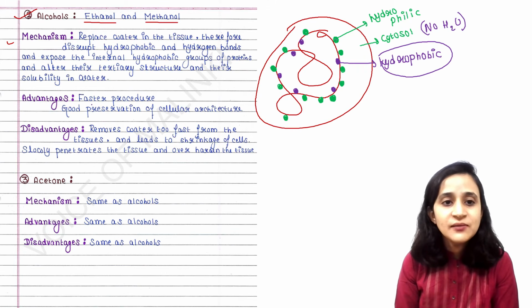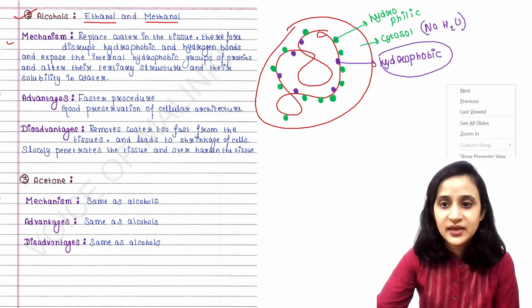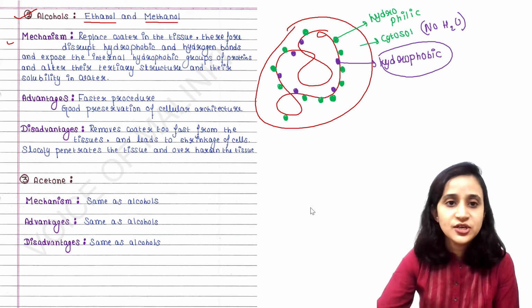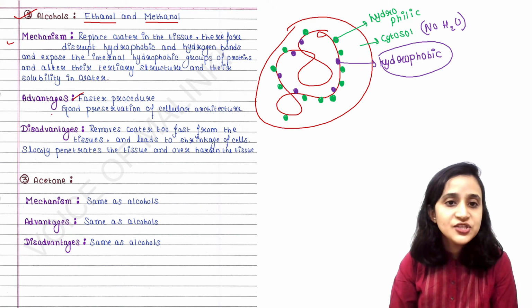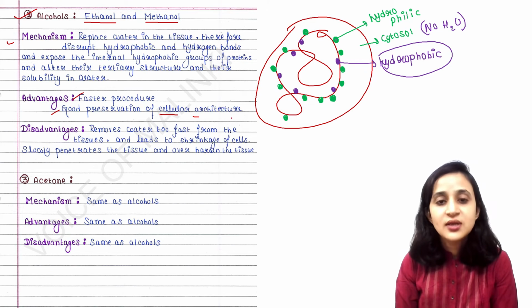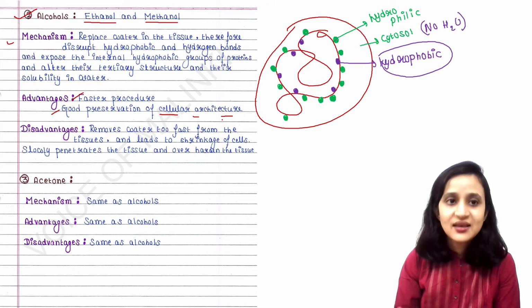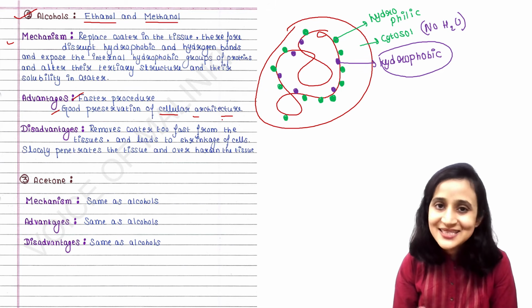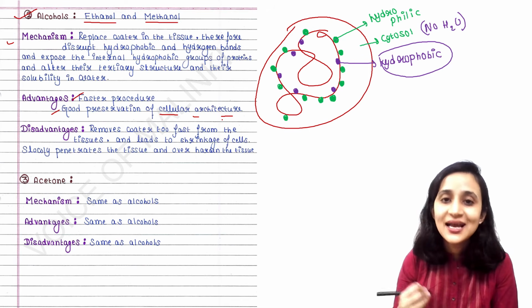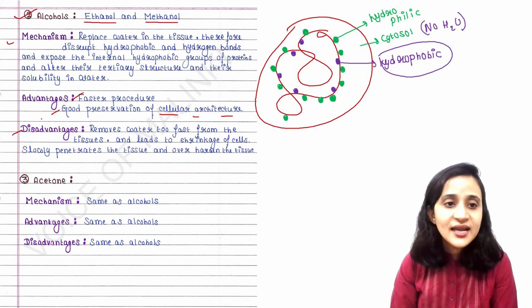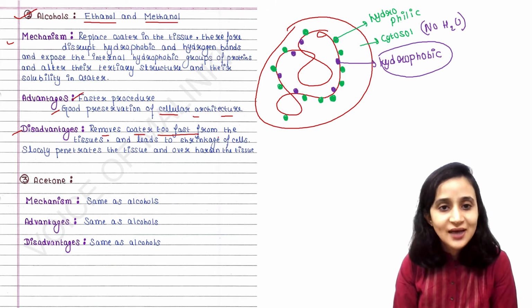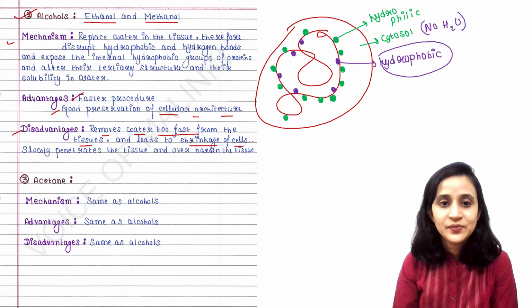So it is a faster procedure. This is a very fast procedure, with good preservation of cellular architecture. So by using this alcohol, we can preserve the cellular architecture. Cellular architecture means the cellular constituents. And the disadvantages of using alcohols: it removes water too fast from the tissue and leads to shrinkage of cells.